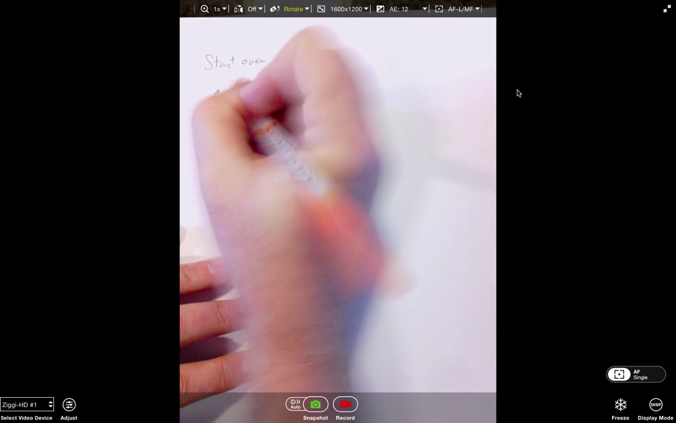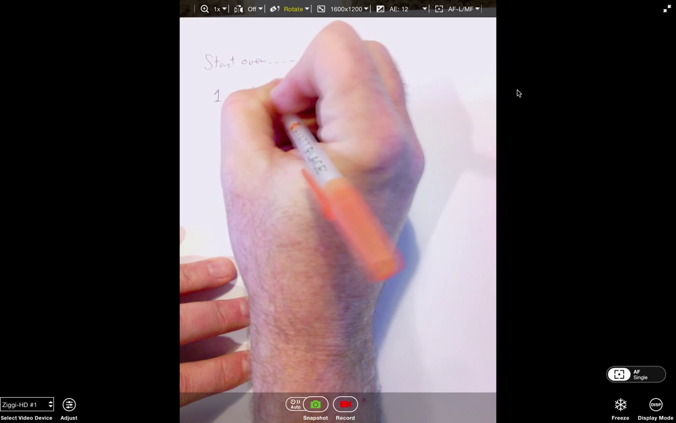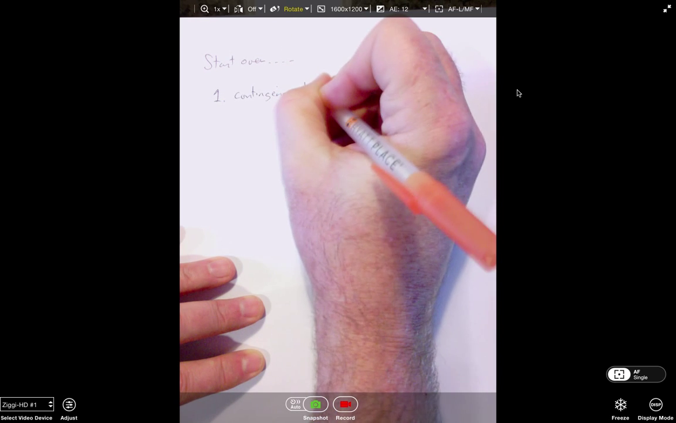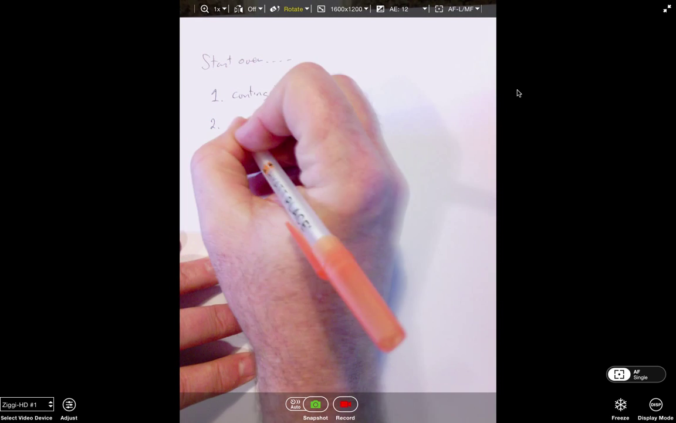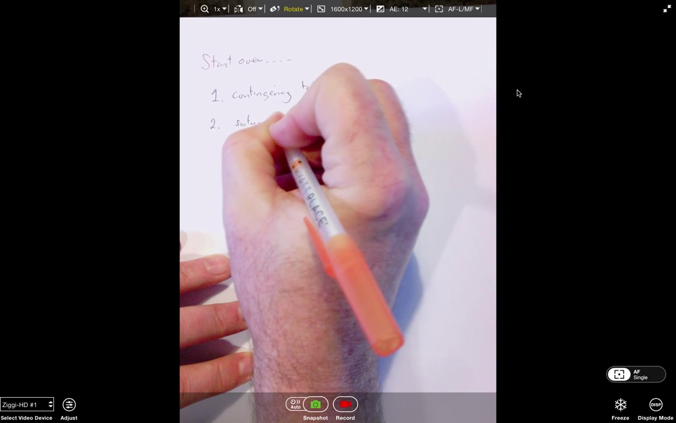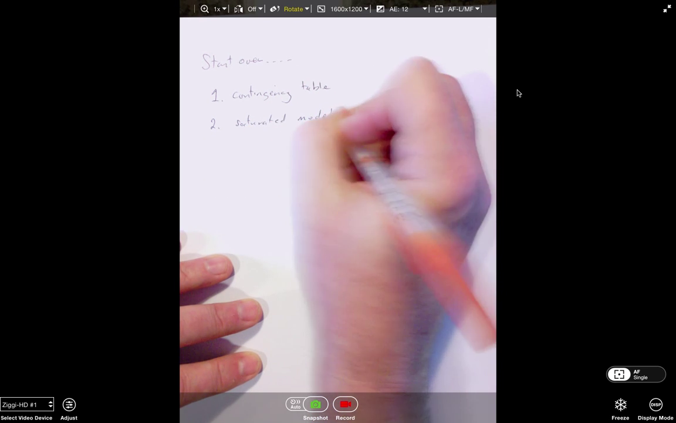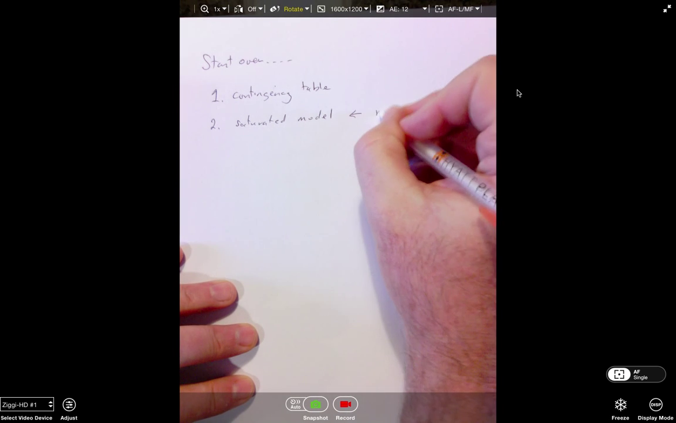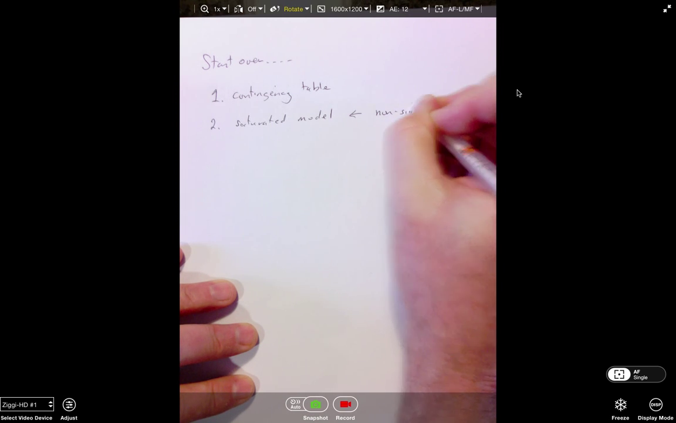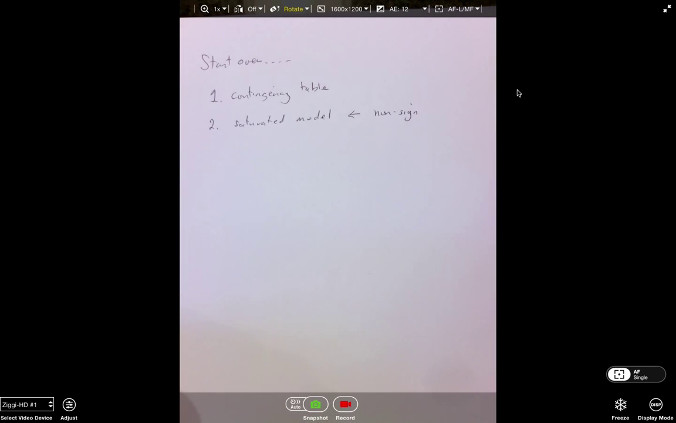So step number one is I need to create a contingency table. Look at a saturated model. Most likely this will be non-significant. Now you're probably thinking, what happens if it's significant? Then we got major issues. And I'll do an example of that. Not this video, not next video, but the video after.